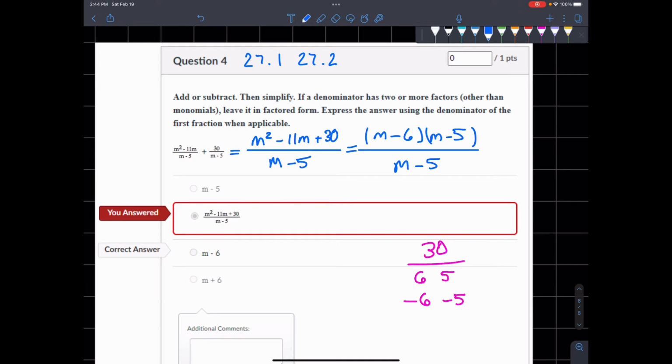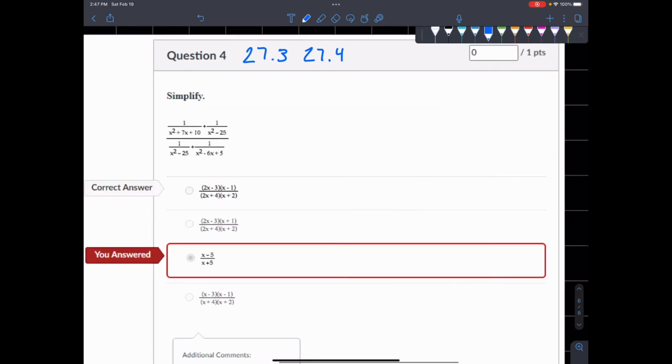Anyways, looking at this now, we have m minus 5 in the numerator and m minus 5 in the denominator, meaning we can cancel both of these out, and we're going to be left with m minus 6, which is this answer right here.